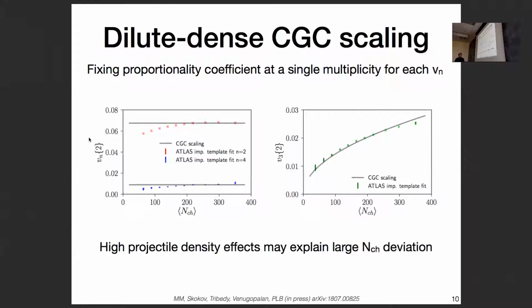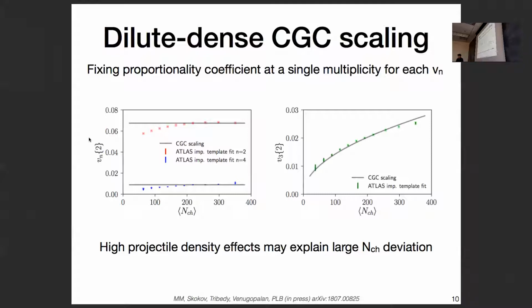So I wouldn't say it's evidence that you're seeing CGC in these collisions, but there's an intuitive, or at least a natural way to explain the multiplicity scaling that one sees at the LHC. Now, of course, there will be high projectile density effects, especially as I get to larger n charge. So this potentially could be what one is seeing here.